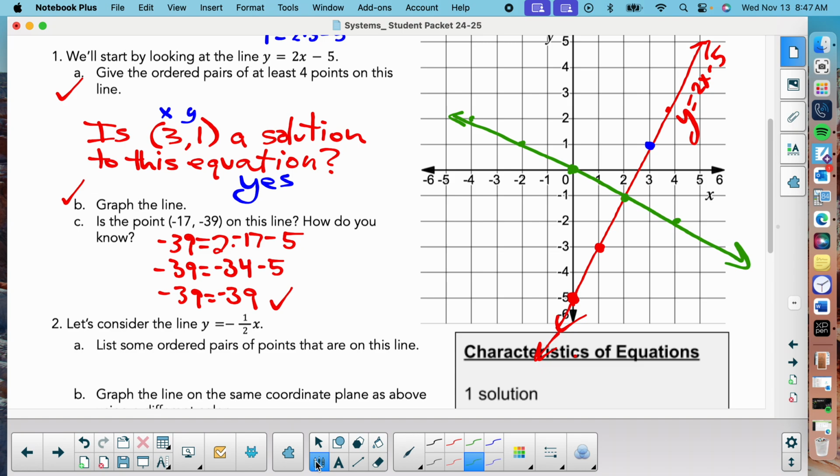Now, if you want to write down the answer to A, go ahead. Basically, all the points that we just drew are points that are on the line, and those would be super easy to list. 0, 0; 2, -1; 4, -2. It would be easy to list those.